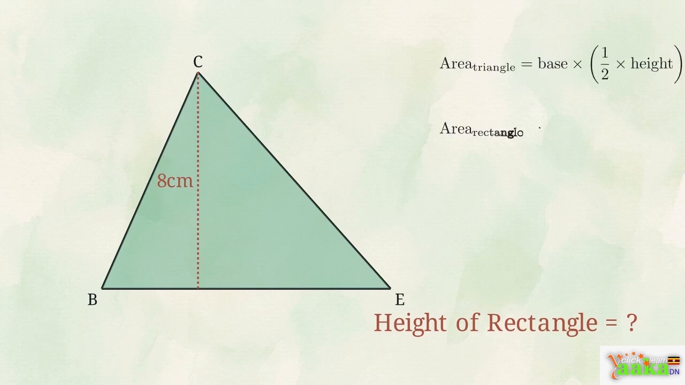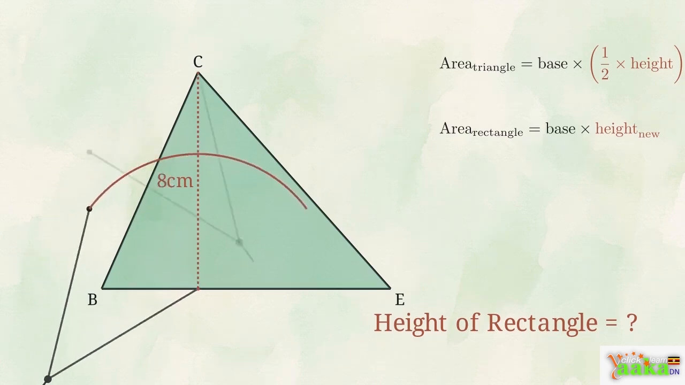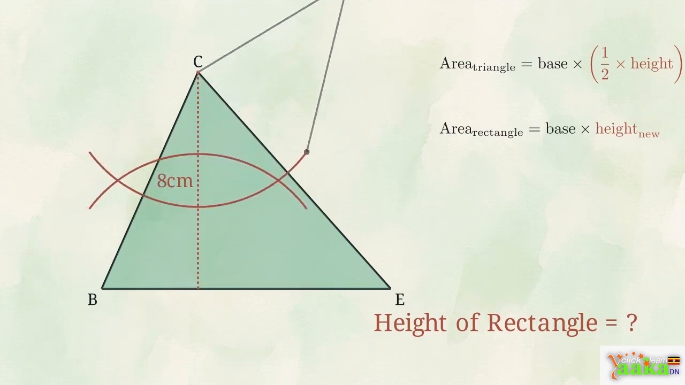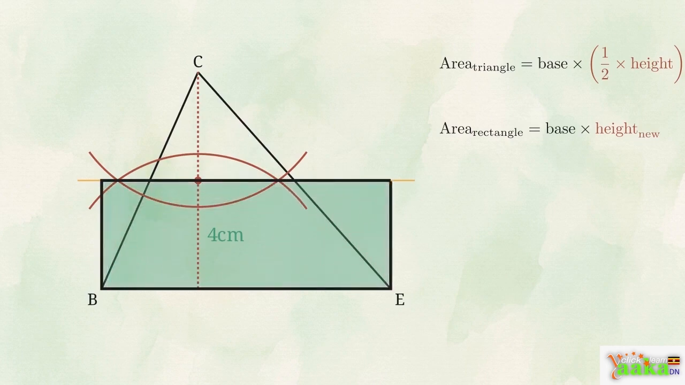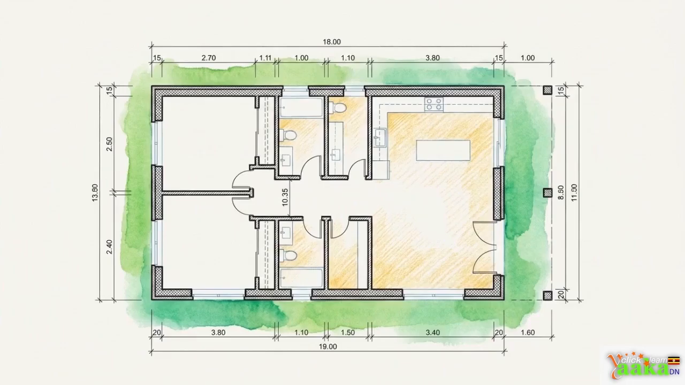Since a rectangle's area is simply base times height, a rectangle sharing the same base must have exactly half the height to keep the areas equal. Use a compass to bisect that 8 centimeter perpendicular height, marking the halfway point at 4 centimeters. Draw a horizontal line through that halfway mark, then drop vertical lines from the ends of your base to complete the rectangle. Cutting the height in half provides the definitive link between triangular geometry and rectangular construction.